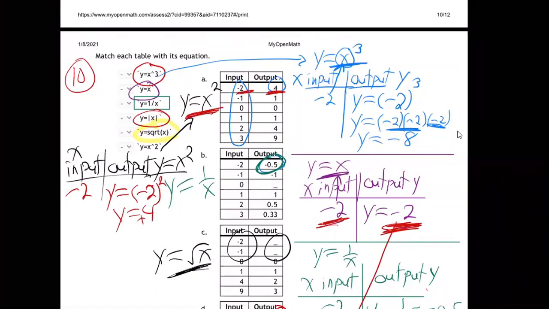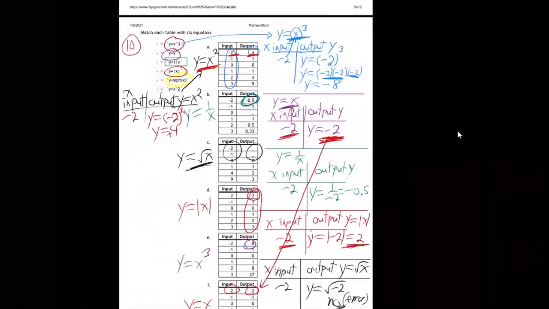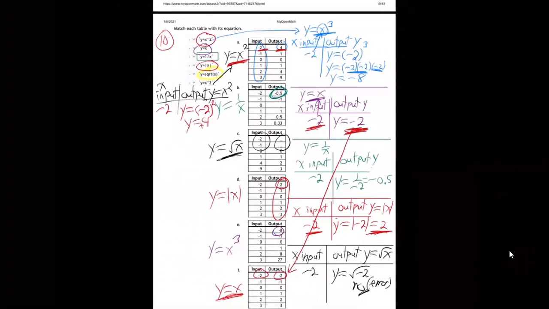So there we go. I just took each of those functions on the left, and I just did the first entry in the table. I just made an input-output table. I just plugged in the very top x. That's all I needed to do, was -2. Plugged it into the function, found out what y equals, and then went and found the right table to match it up with. There we go.